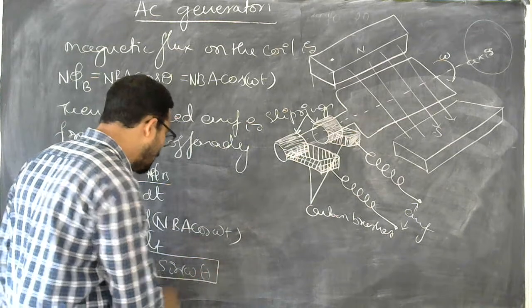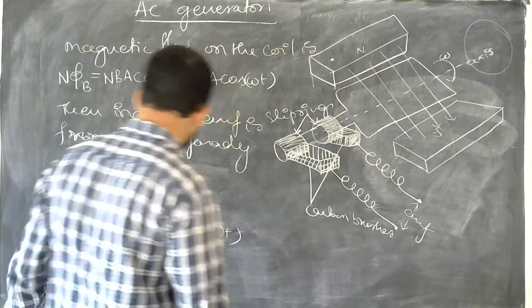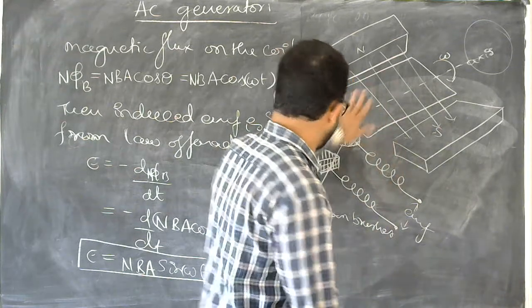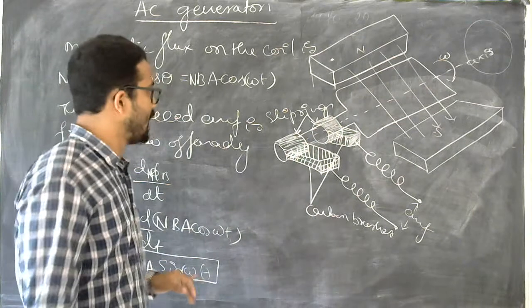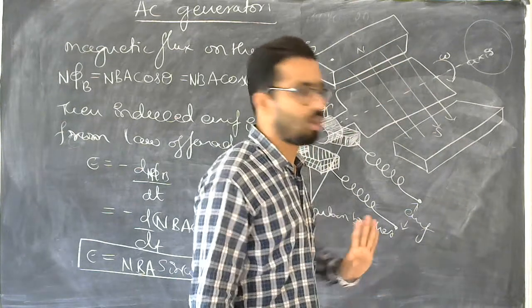Now ωt is nothing but theta. What is the theta here? Theta is 0 here, because theta is the angle between B and A, right? B and A are along the same line, so it is 0.